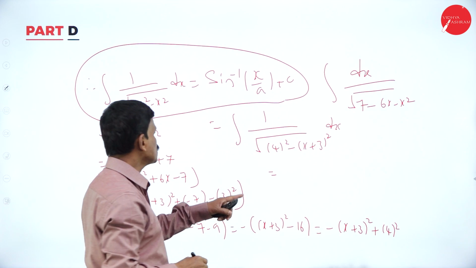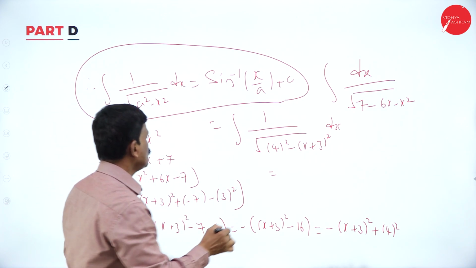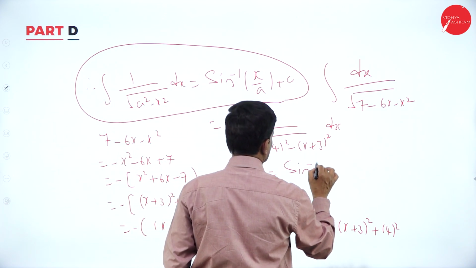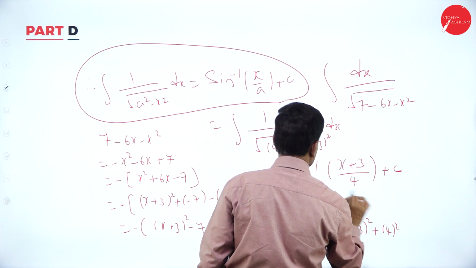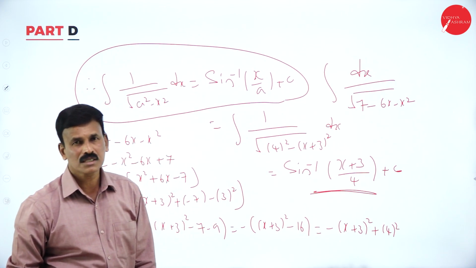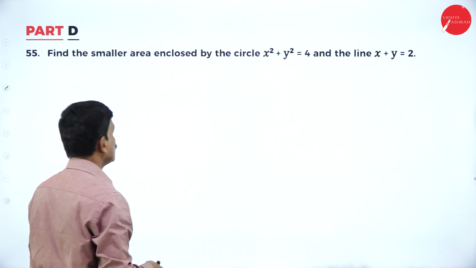So, 1 over a square minus x square is sin inverse of x plus 3 divided by 4 plus c, which is the integrated answer. That's it. Now, move on to the next problem.